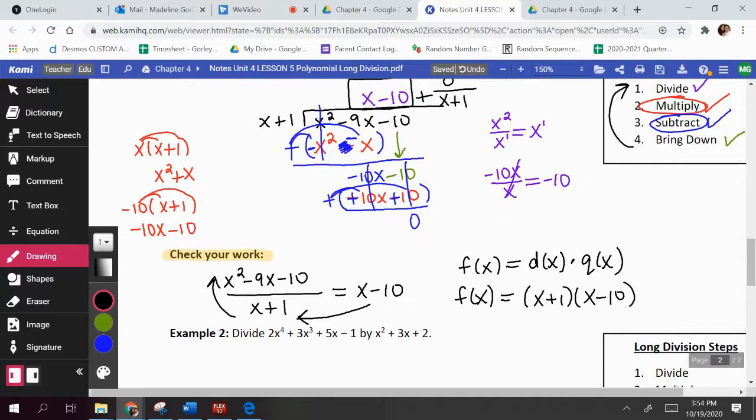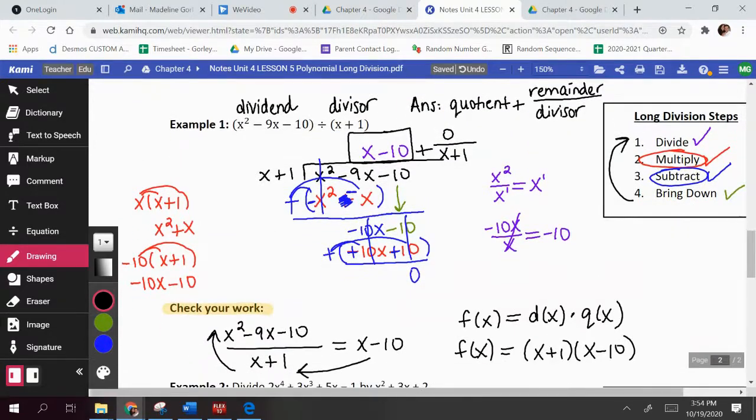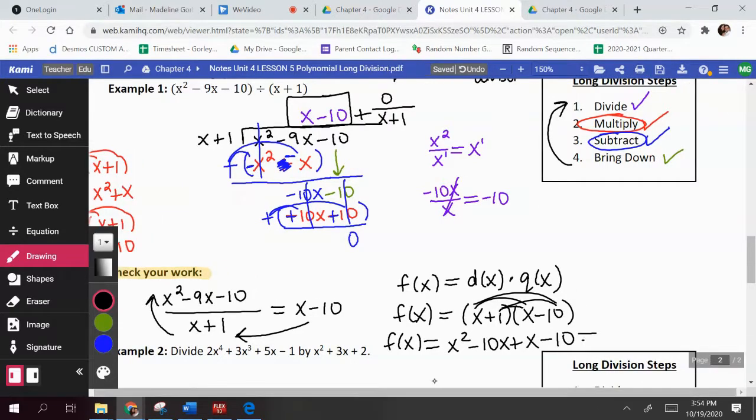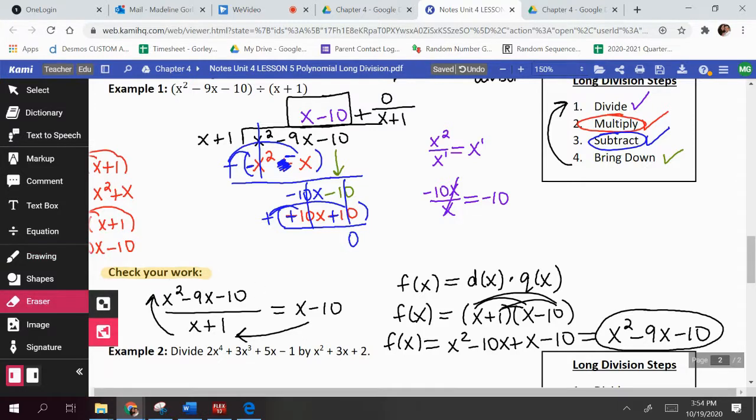Right? Really, both x plus 1 and x minus 10 should be factors because we got a remainder of 0. So in this case, I would get x squared minus 10x plus x minus 10, which, if I combine like terms in the middle, does get us back to our original function. Okay, so that means that we did the division correctly.